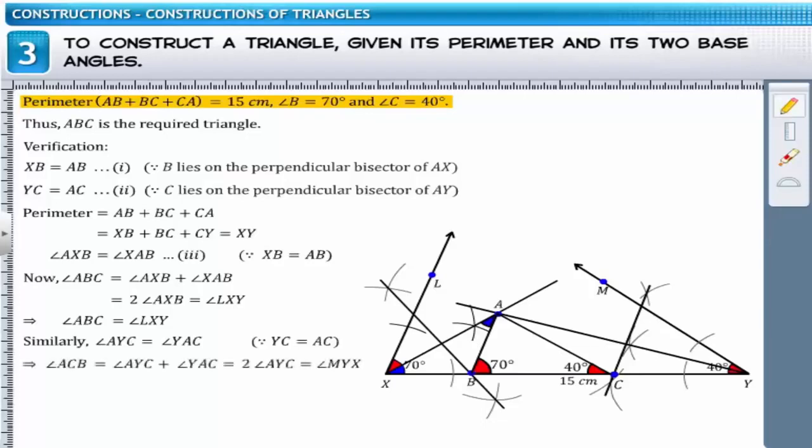Similarly, we have angle ACB is equal to angle MYX. Therefore, the triangle ABC is the required triangle.